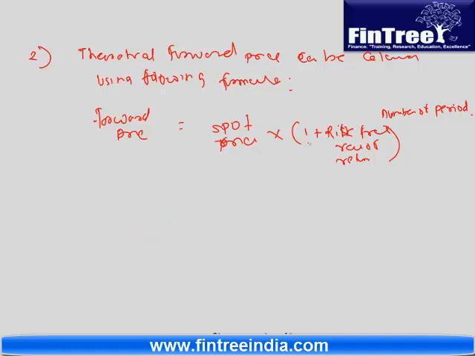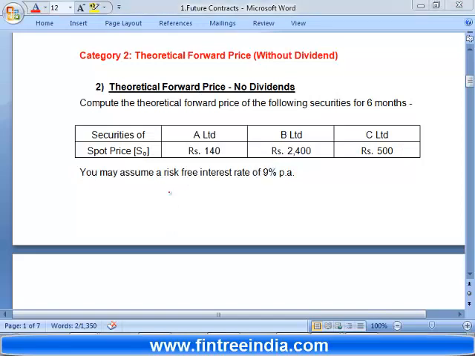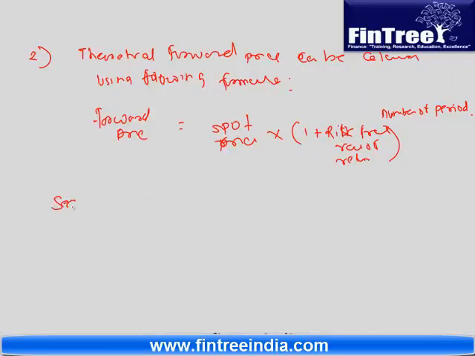Forward price is equal to spot price into 1 plus risk-free rate of return raised to number of periods. Then simply make a table like this. You don't really have to draw this.